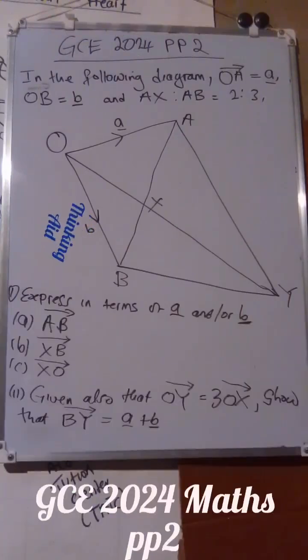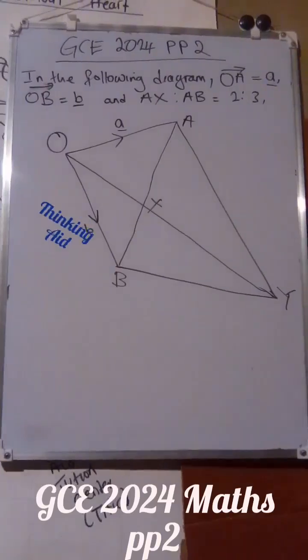Question 1 says, express in terms of A and or B. Question A, the vector from A to B. Question B, vector X to B. Question C, X to O. And question number 2 says, given also that vector OY is equal to 3 multiplied by vector OX, now show that vector BY is equal to A plus B. So how do we solve this?